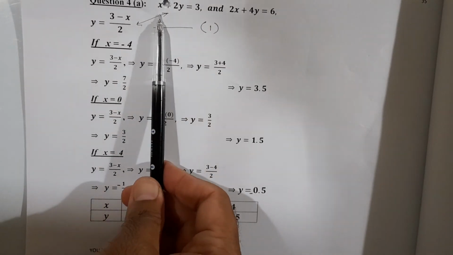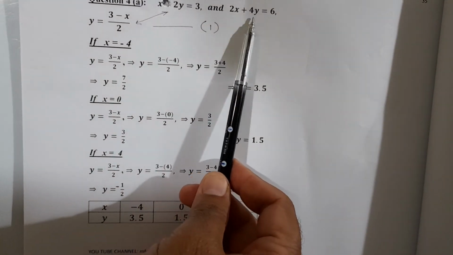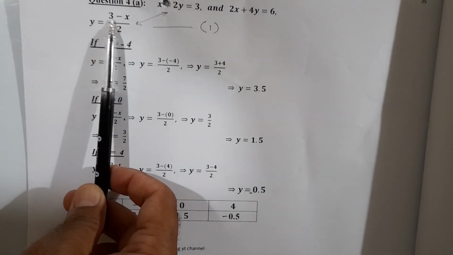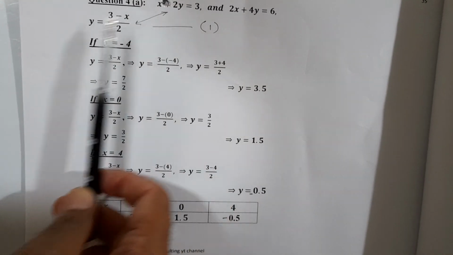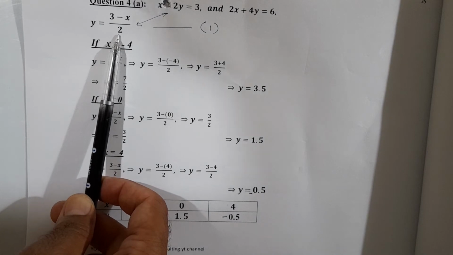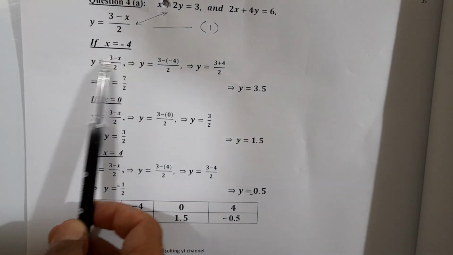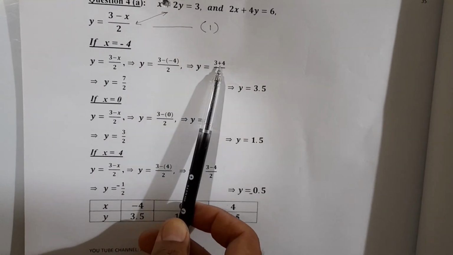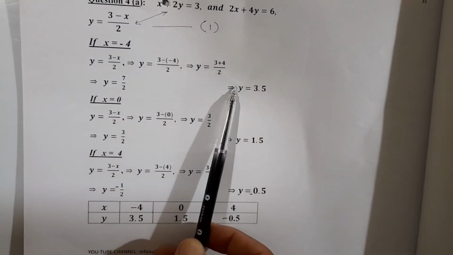We have the equations x plus 2y is equal to 3 and 2x plus 4y is equal to 6. First, we consider in this equation y is equal to 3 minus x, and the 2y we will be taking 2 in the denominator. We'll be putting x is equal to minus 4. Put the value of x as minus 4. 3 minus minus 4 becomes 3 plus 4 divided by 2. 7 by 2 is 3.5.